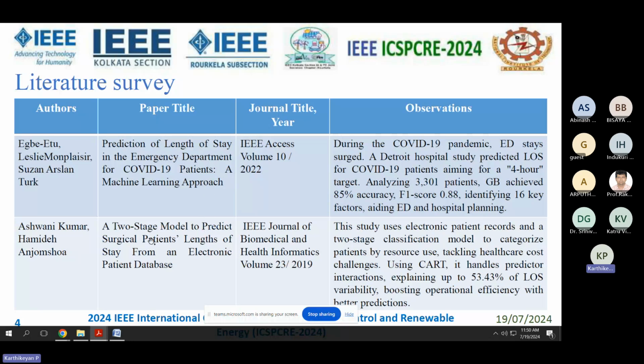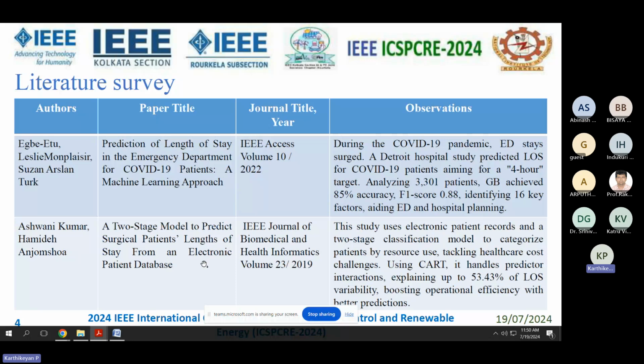Next paper is a two-stage model. In machine learning, length of stay is a continuous variable. A patient may stay 2 days, 3 days, 4 days. So this is a continuous variable, and this is what we call regression. In this paper, they use a two-stage method, which is CART analysis, classification and regression tree analysis. Both algorithms are used to predict the patient stay.